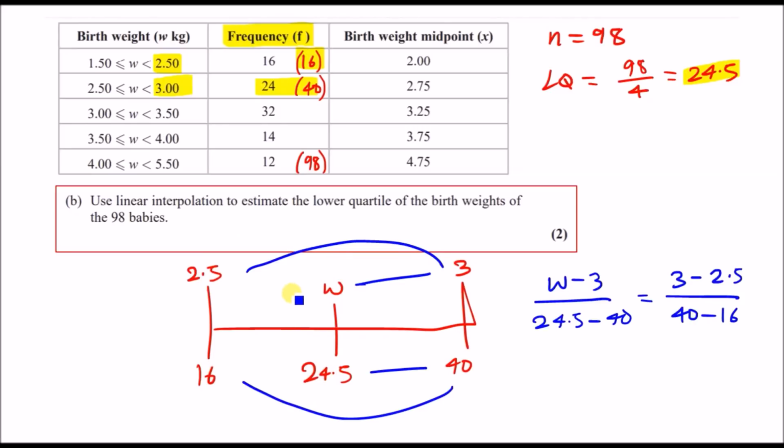But that's kind of complicated because that means I have W on both sides, which is kind of long to solve. Now, solving this the standard way, what I would do is evaluate this fraction, multiply that by the denominator, and then add 3 across. You're eventually going to get a W solution, or a lower quartile weight of 2.68. And that's it, guys. This means that the lower quartile is represented by the weight of 2.68 kg. That's B done.